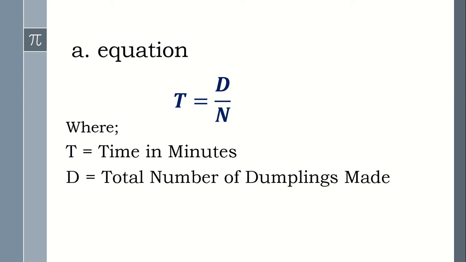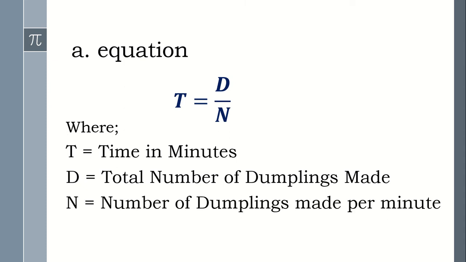And then, D is the total number of dumplings made. Ito yung total number of dumplings made is 32. Okay. And then, N is the number of dumplings made per minute. Ito yung gaano kadami yung nagagawa ni siomai vendor na dumplings sa bawat minuto. Okay? So, this will be our equation para makaproceed tayo sa paggawa ng table of values.